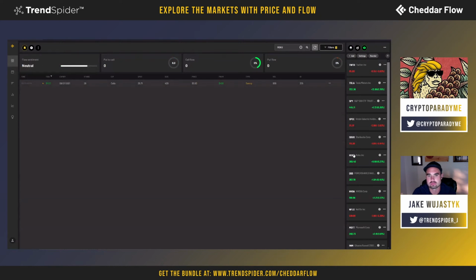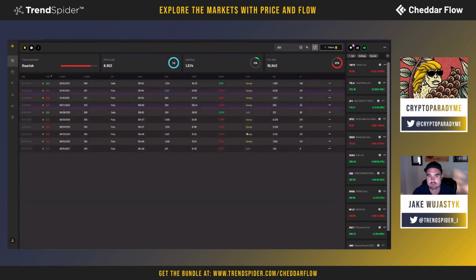Let's find something else with a little bit more flow. QQQ. Let's do QQQ. Let's say that you see a bunch of people buying these puts and you see that there's just a bunch of liquidity there. People are actively betting on the market falling. Well, maybe you want to sell some puts to these guys as long as the getting is good and as long as there's volume there. You can absolutely follow that.